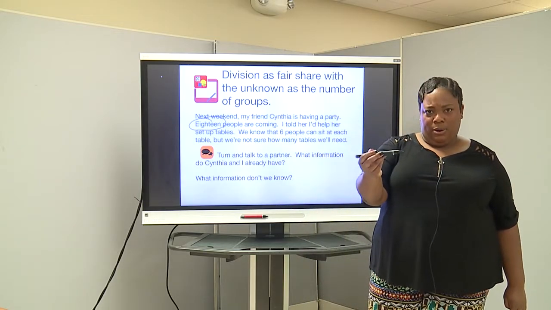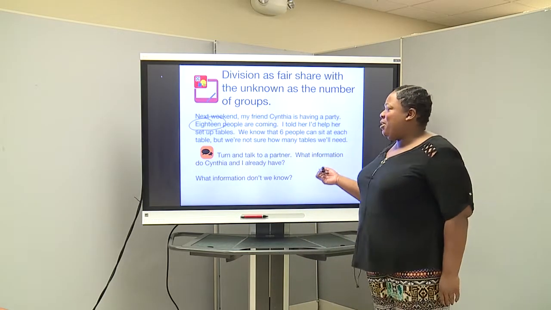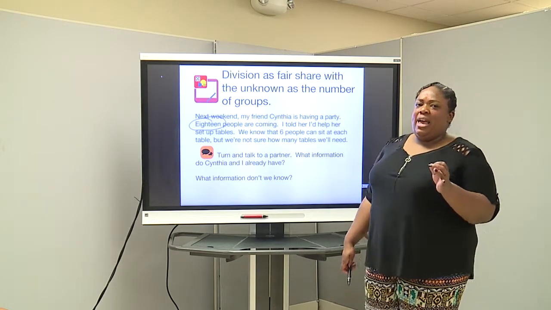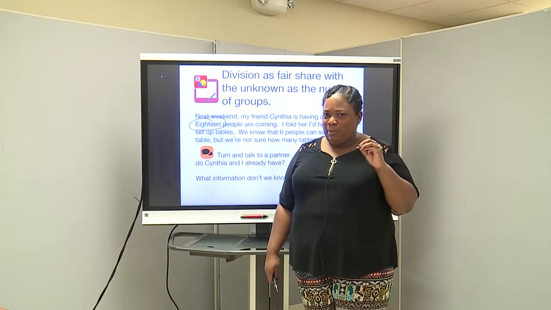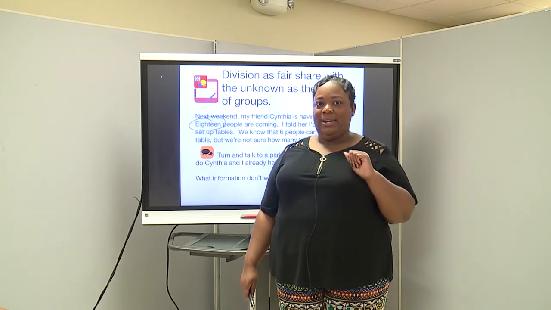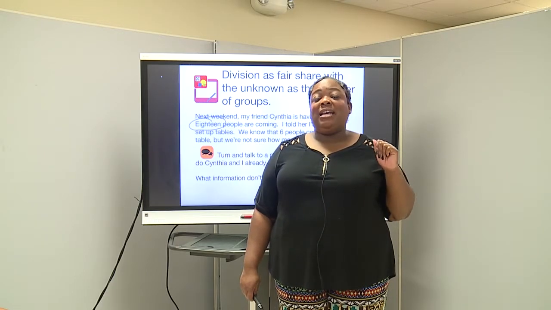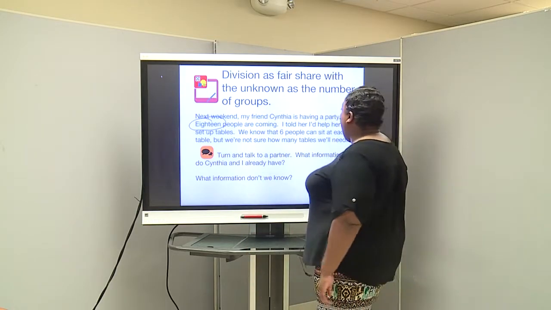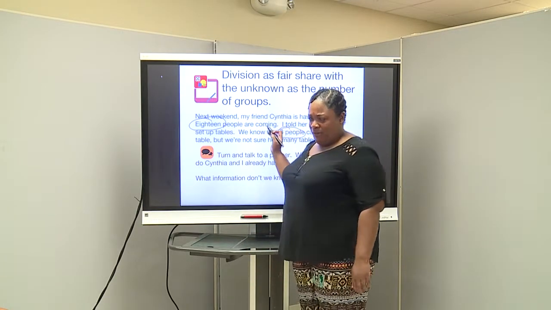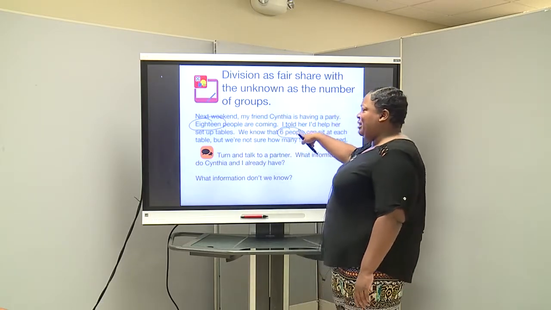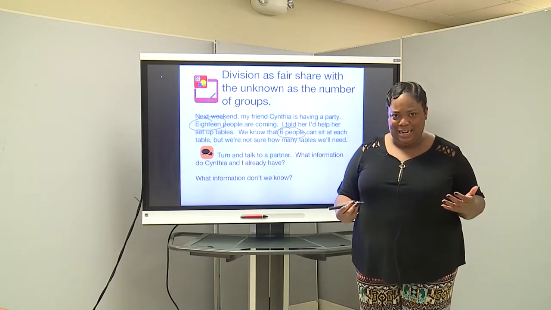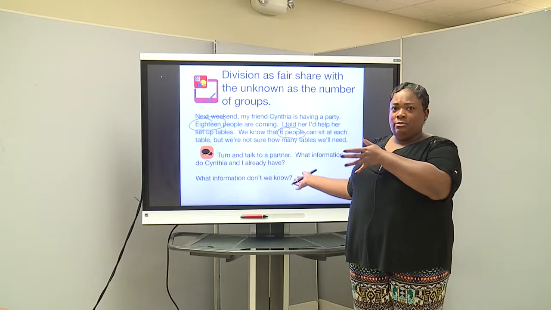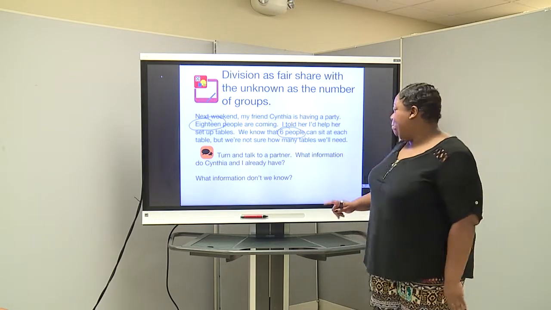18 would be our total, okay? So we know we have 18 people coming. Let's look at what else we already know. We also know that with those 18 people, only 6 people can sit at one table, okay? So that means I need one table per 6 people, all right? So here I actually have my size of the group. So I have my total and I have a size of the group, and I don't know how many groups I need. And when we're talking about groups, what do the groups represent in this problem? The groups are the tables, okay?